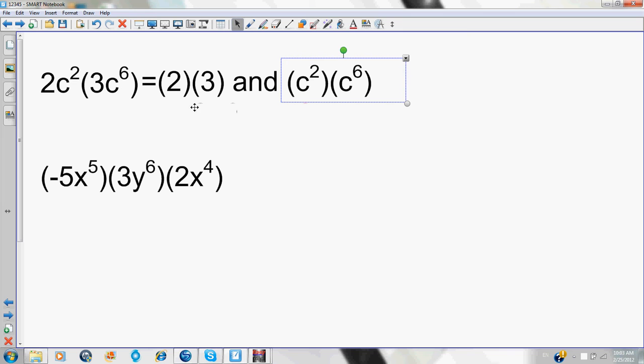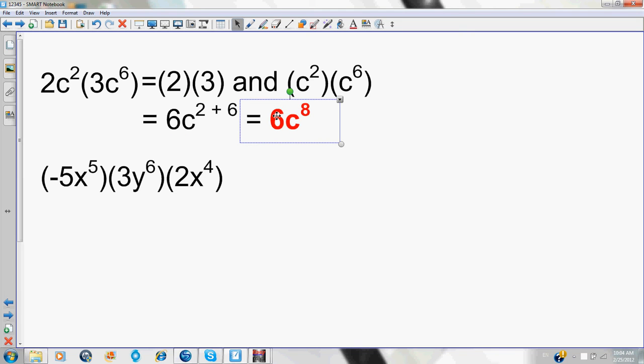2 times 3 gives you 6, and c to the 2nd times c to the 6th gives you c to the 2 plus 6, which is 6c to the 8th. All right, one more. This time we've got negative 5x to the 5th times 3y to the 6th times 2x to the 4th.